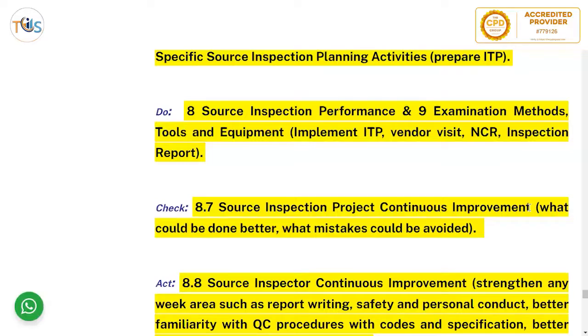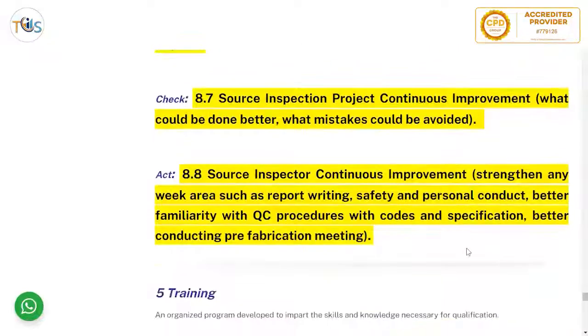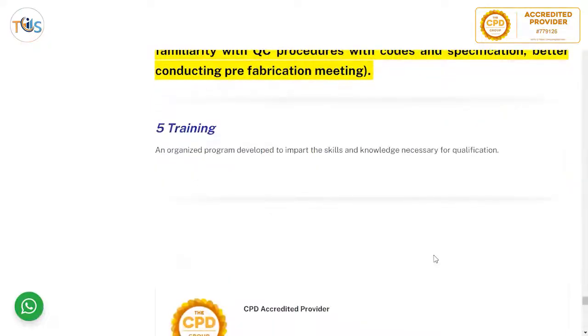For checking, for a source inspection, you can see what went wrong, what could be done better, what mistakes could be avoided. So once you learn from those mistakes, from lessons learned, or by pondering what could be improved, then strengthen those weak areas. For example, it might be something personal, like report writing could be done better, safety could be done in a better way, better familiarity with QC procedures, codes and specifications, better conducting of pre-fabrication meetings or pre-inspection meetings.